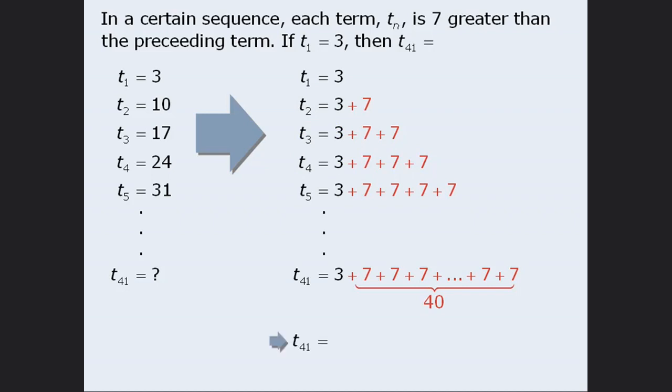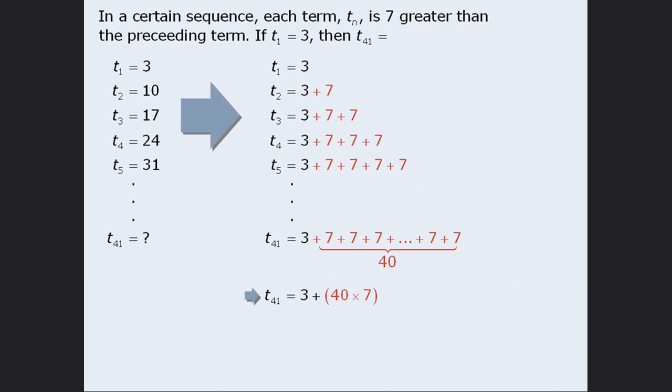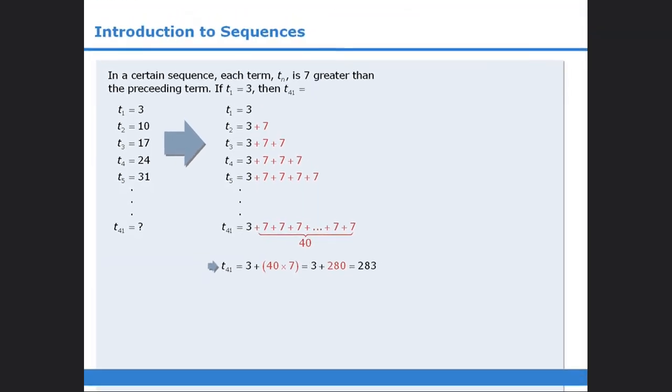So to find the value of term 41, we must take our 3 and add to it 40 7s. This is the same as taking 3 and adding 40 times 7. This is equal to 283, so term 41 equals 283.